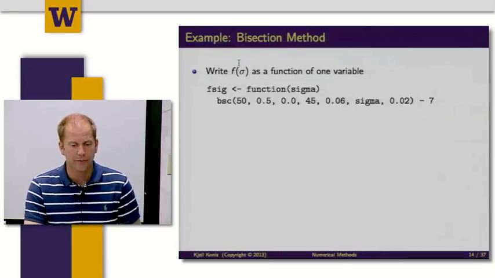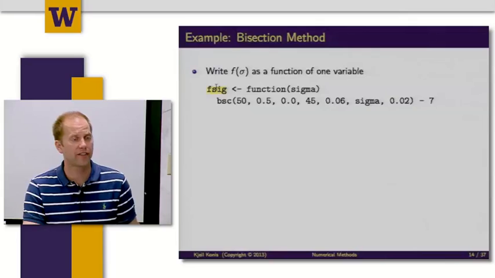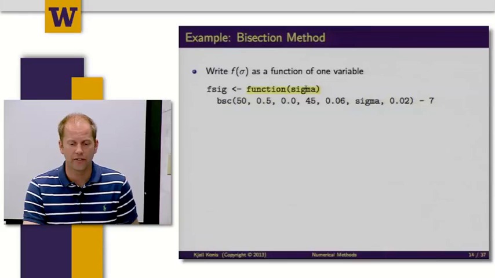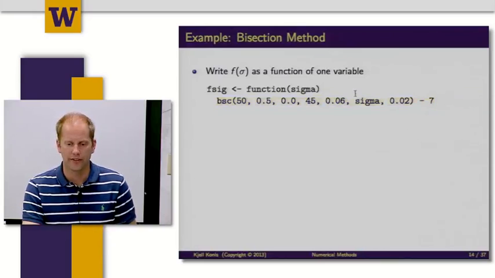And so let's see how it works on the same example that I solved just using the plot last time. Now, instead of f sig just being this thing evaluated a whole bunch of times from 0.05 to 0.5, I'm now going to make it a function. It's a function of one variable, sigma, so everything else is fixed. And it's just going to give me the Black-Scholes call price at that value of sigma minus 7. So this is the thing that should be equal to 0 when I find the correct implied volatility sigma.